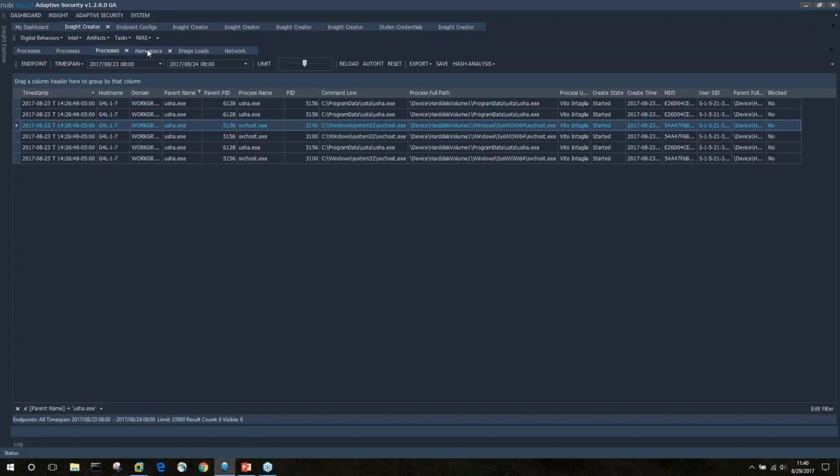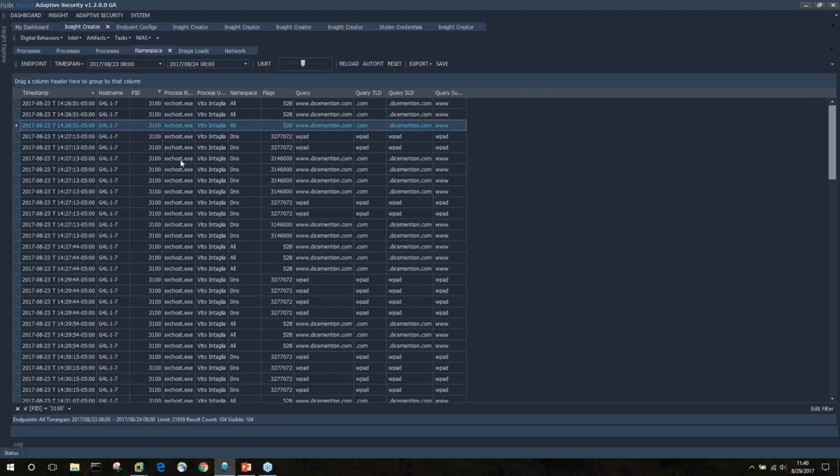I might take another look at what else this process is doing by looking, for example, at the namespace queries it's making. Oftentimes, particularly if we are looking for something that might be making a call out to another server to download additional code or to find instructions, this would be a good way to begin to assess the presence or absence of that going on.